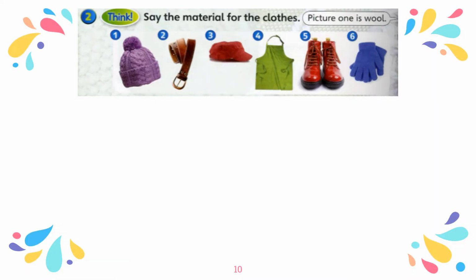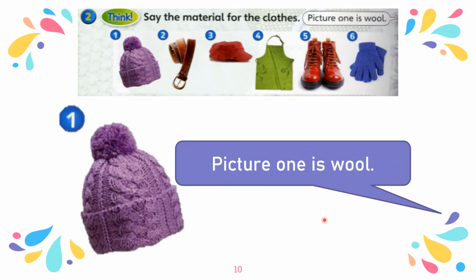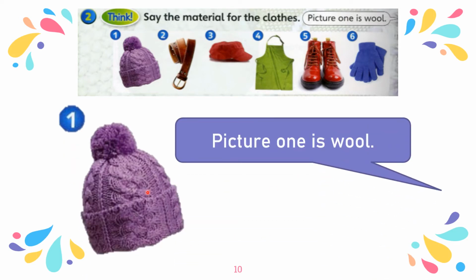For activity 2, say the material for clothes. For example, picture 1 is wool. What is this? This is a wool hat. So now we can see what is number 2, 3, 4, 5, and 6. Let's go.